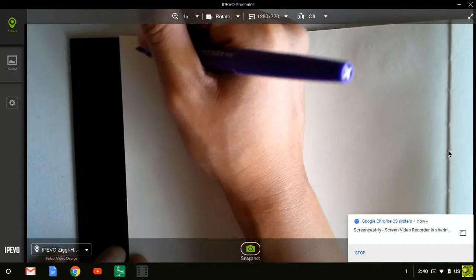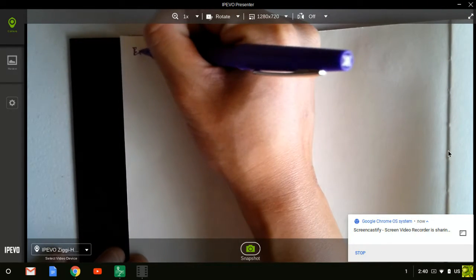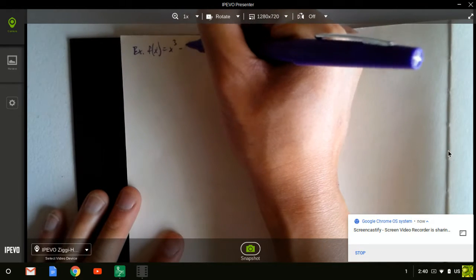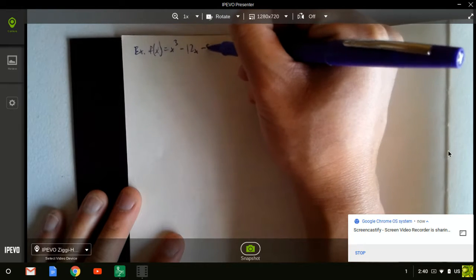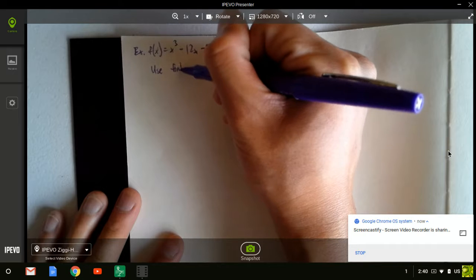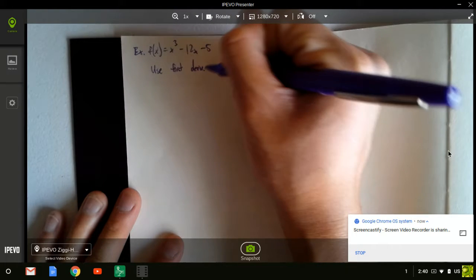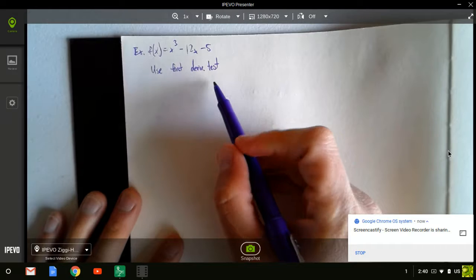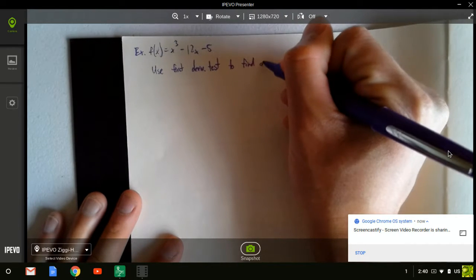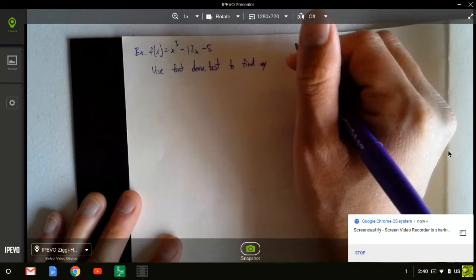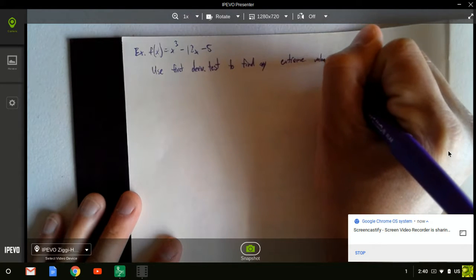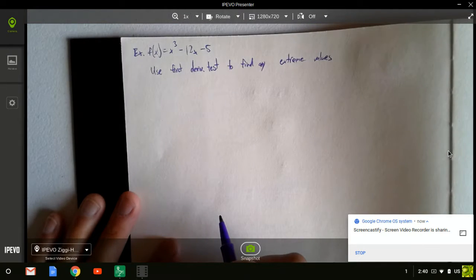Where you might be asked to do this. So here's the example. What if you're given f of x is equal to x to the third power minus 12x minus 5, and then the prompt asks you to use the first derivative test to find any extreme values?